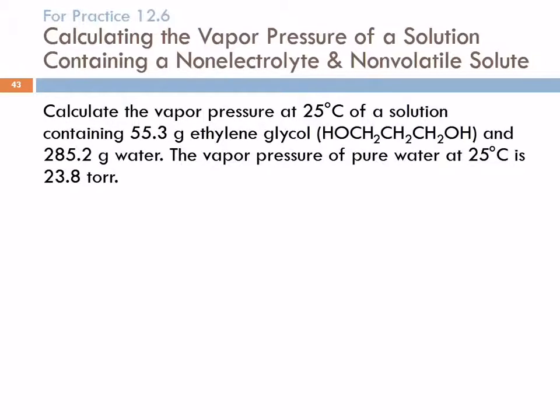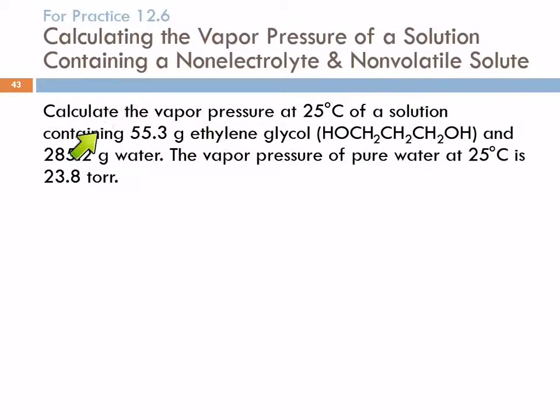Here's an example. Here we're talking about non-electrolyte solutes and non-volatile solutes, because if it's volatile, that adds another layer. And if it's an electrolyte, we have to consider the number of particles. So these are not electrolytes, just to keep things a little simpler.